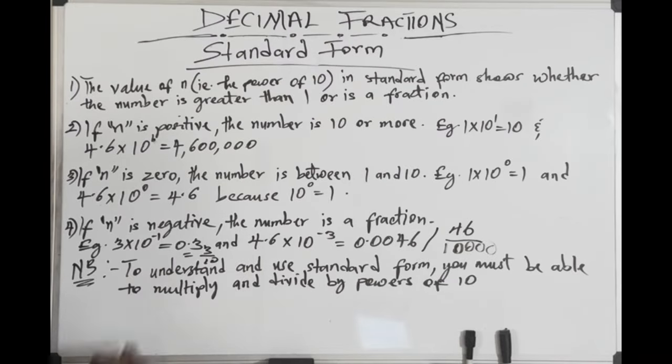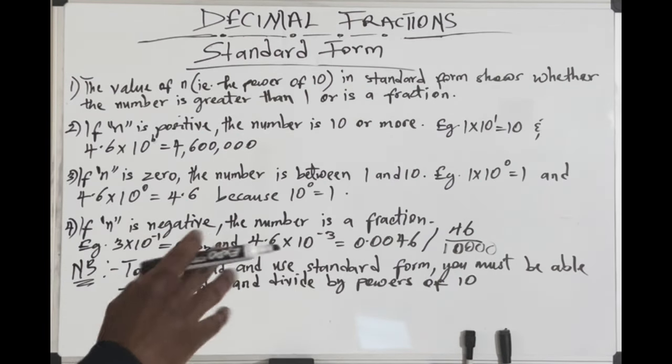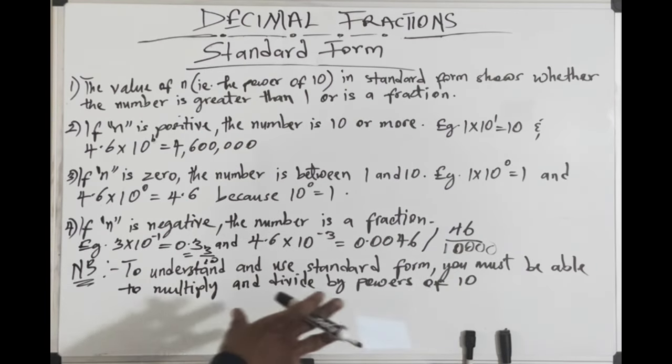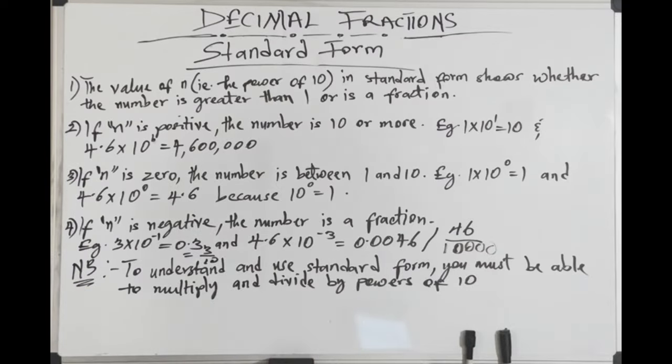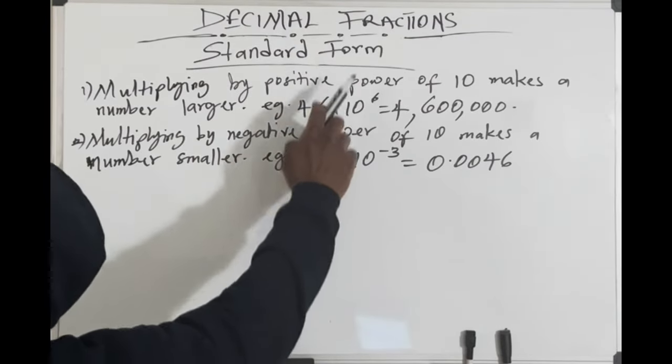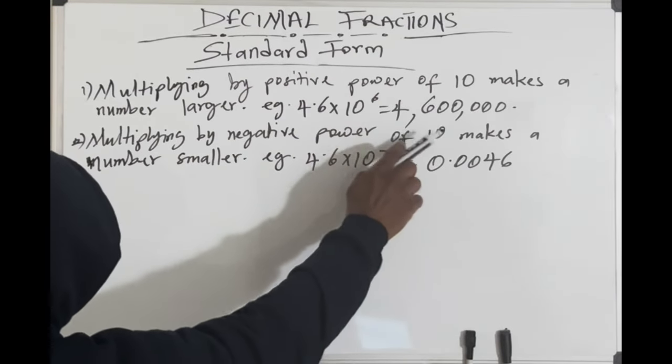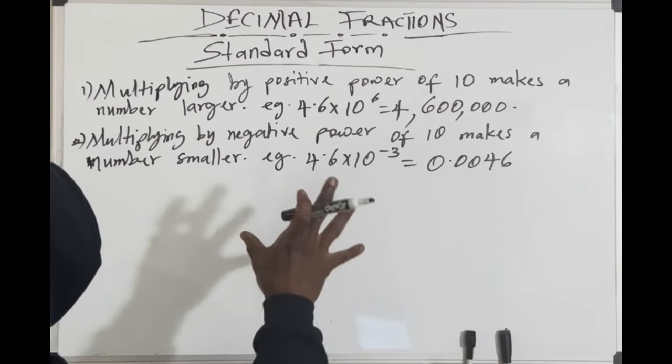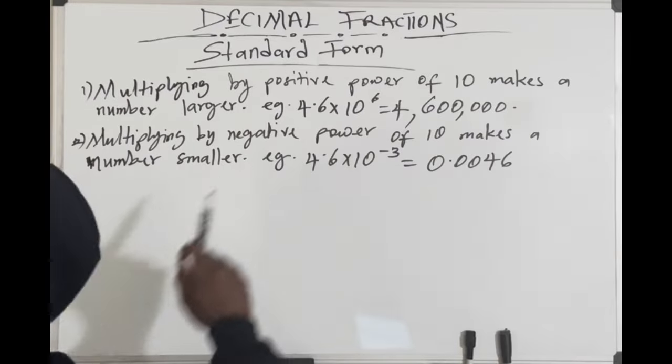And then we should know that to understand and use standard form, we must be able to multiply and divide by powers of 10. And then we have to also take note of these. Whenever we multiply by a positive power of 10, it makes the number larger. So when we have 4.6 times 10 raised to the power 6, the final answer will be a bigger number or a larger number, which is 4,600,000.